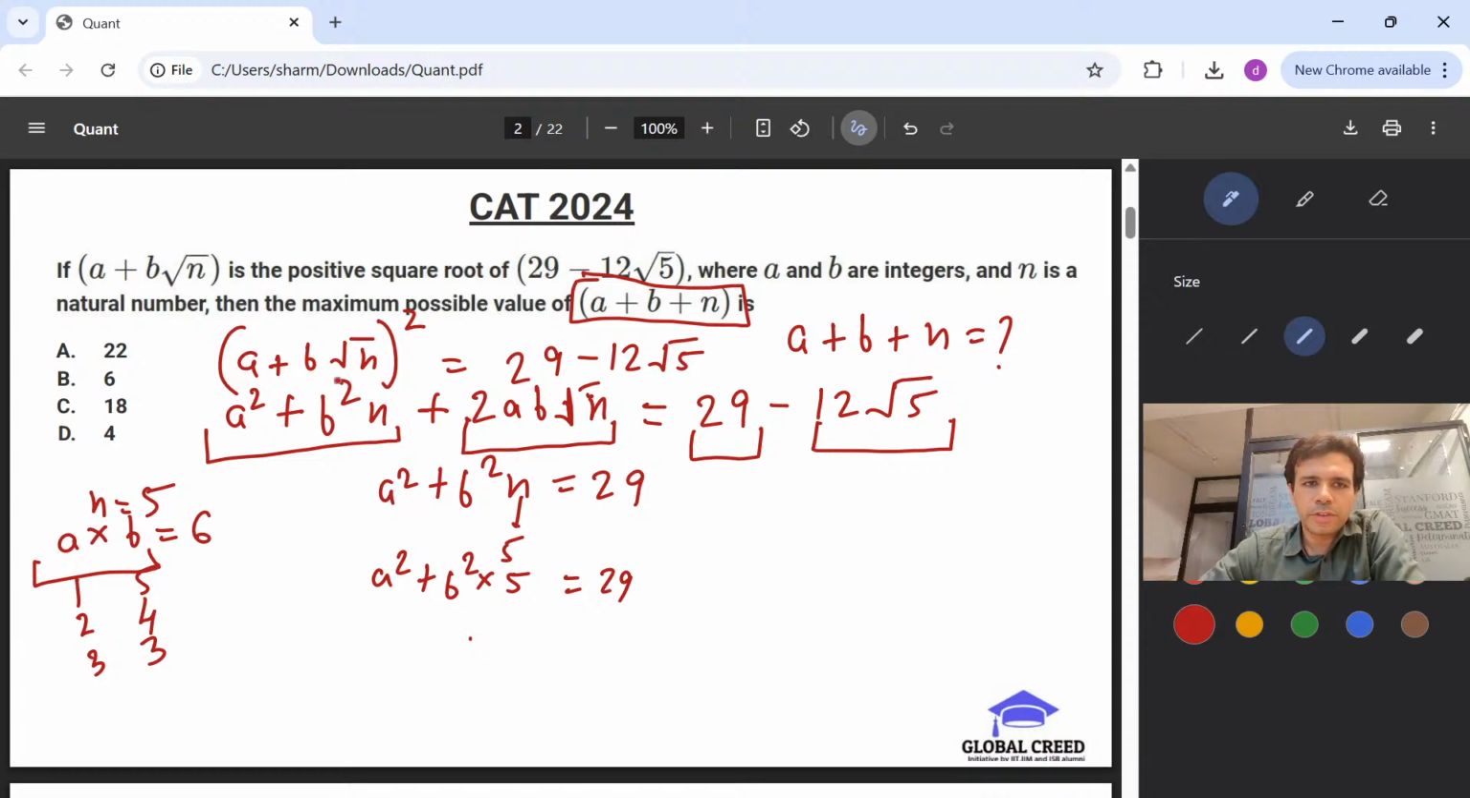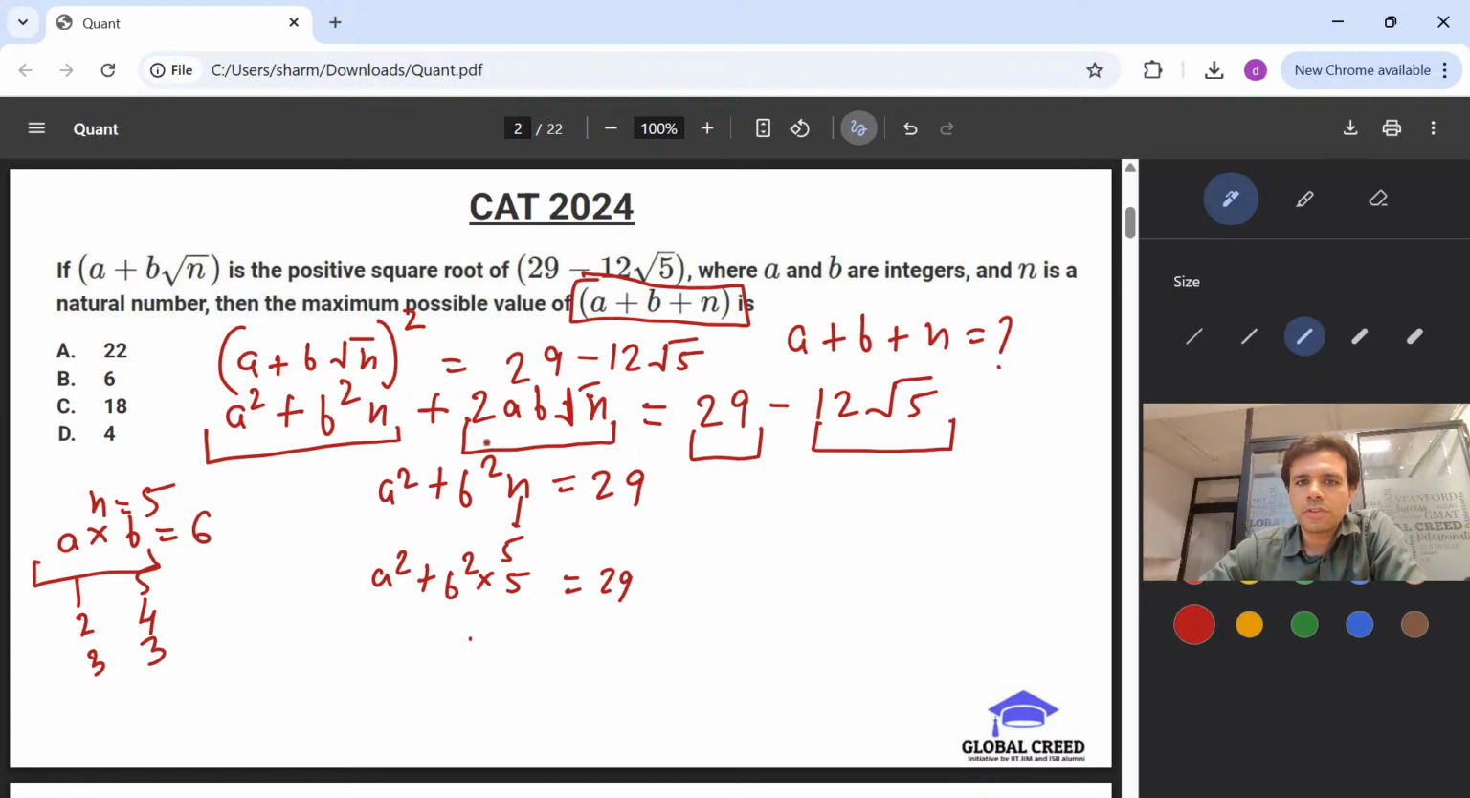So we got a square, we got b square n, and we got 2ab root n. The square root was positive: 29 minus 12 root 5. So we said that their square would be equal to 29 minus 12 root 5. What we did later was we took a square plus b square n plus 2ab root n is equal to 29 minus 12 root 5.